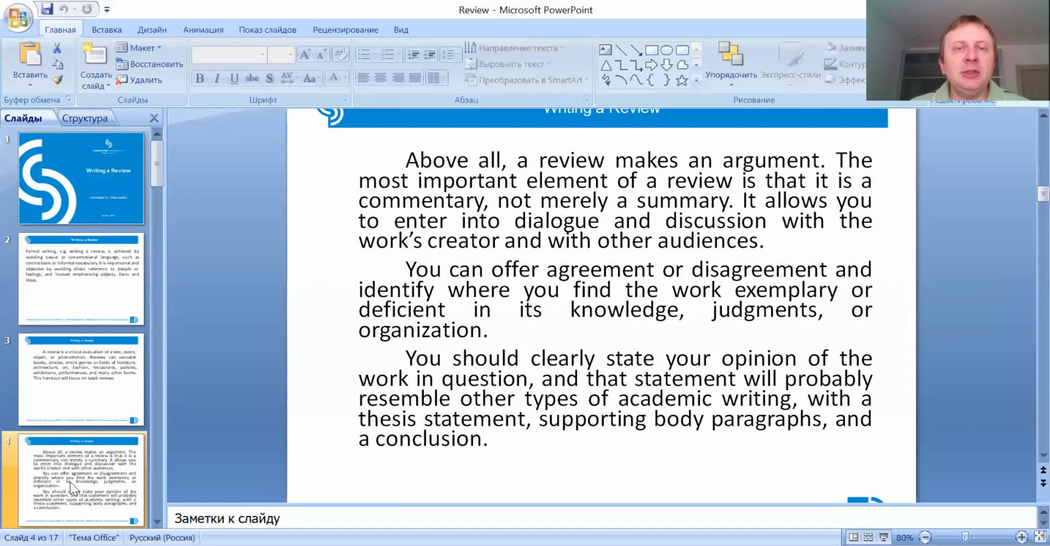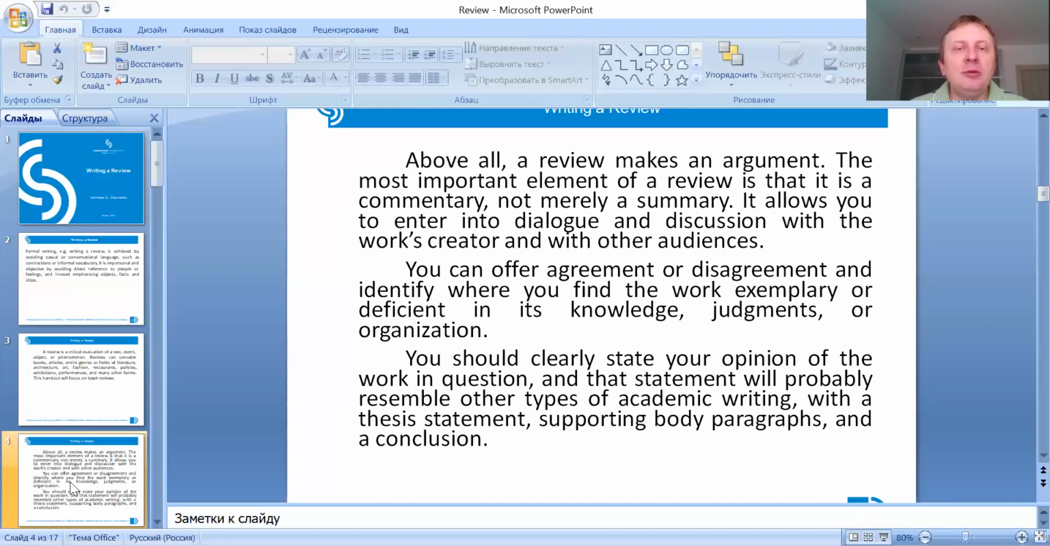So let's talk about writing a review. The most important thing is that a review makes an argument. What does it mean? An argument is some idea that you put forward and support. The most important element of a review is that it is a commentary, not a summary. Please, my friends, pay attention to it. If you read some text or articles, a review is not a summary. You should not give a brief account of what is described in a text. It is an argument, it is a commentary. You should comment on this text.